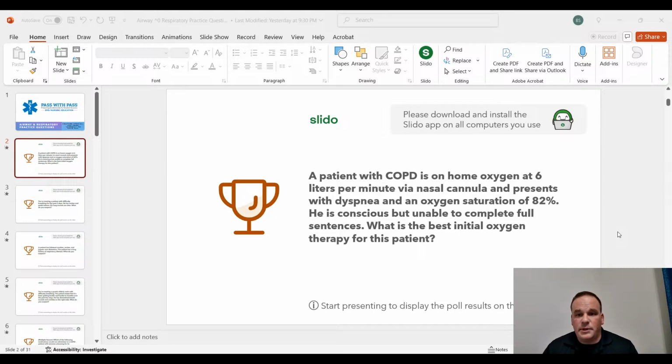Okay, so a patient with COPD is on home oxygen at 6 liters per minute via nasal cannula and presents with dyspnea and an oxygen saturation of 80%. He is conscious, but he's only able to speak 2 words at a time. What is the best initial oxygen therapy for this patient? I'm going to give you a few seconds to read that question again and select which answer you feel is most appropriate. Feel free to do this in your head, or scan the QR code and join the Slido quiz if you're watching live.